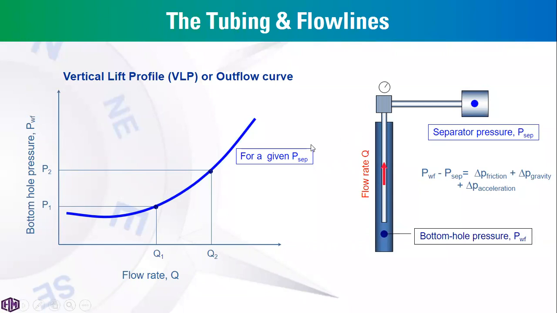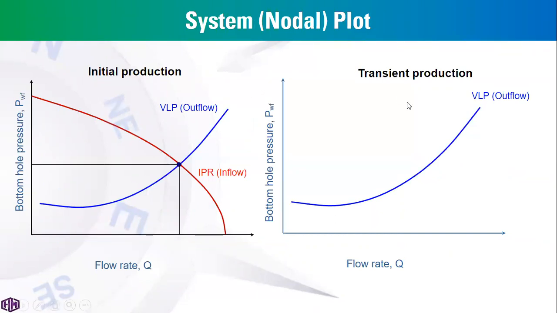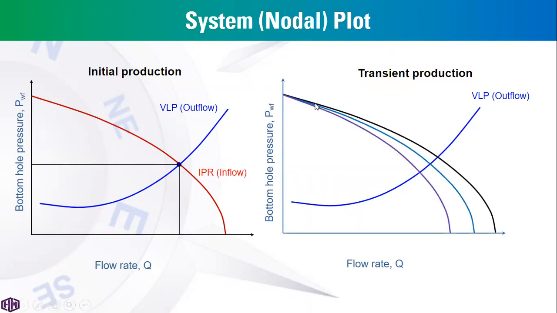the pressure loss due to friction across the completion and production tubing, the pressure loss due to gravity, the gravity of the wellbore fluid column, and the pressure loss due to acceleration. This is another component in the total pressure loss. So in a system or nodal plot, as you can see, we have the inflow or IPR model, the outflow or VLP model, and the intersection will be the operating point. But if we have some transient effects, as you can see, even at the same average reservoir pressure, the achieved maximum flow rate will be less than expected due to the transient effects, as you can see right here.